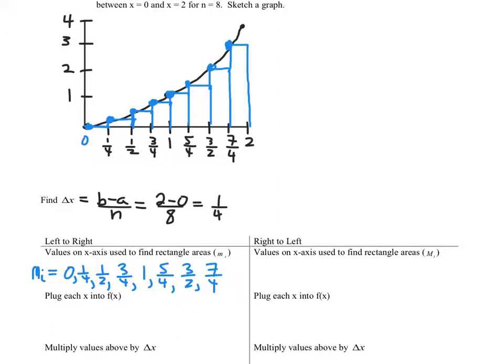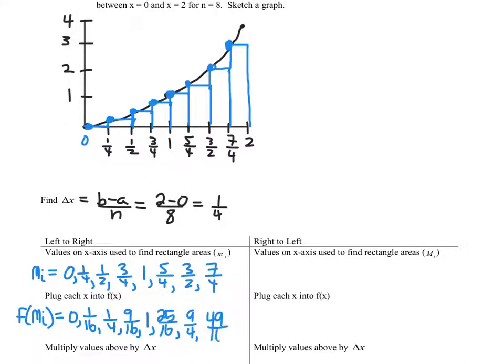So the step in the process where we plug it all into the original function, that's to find the corresponding values of y. All right, so the actual points on the curve, they have x values and y values. We have the x values, we need the y values that go along with them. So f of m sub i requires us, in this case, because it's x squared, to square each of these values. So 0, 1/16, 1/4, 9/16, 1, 25/16, 9/4, and 49/16.